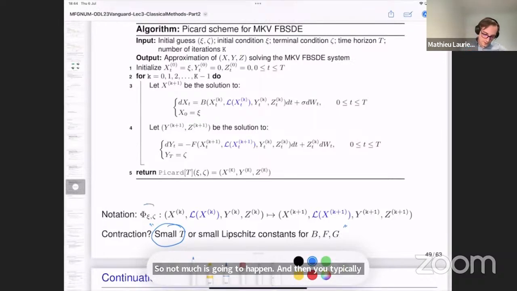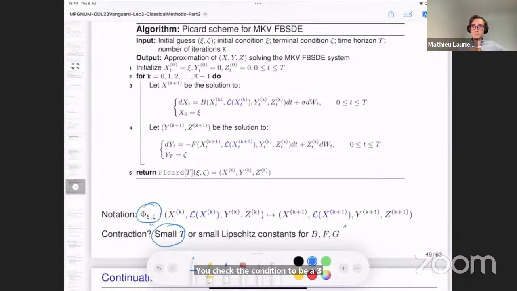Another way to say it is you look at this function phi, you check the condition to be a strict contraction, and you will realize that this condition will involve a constant, which should be smaller than 1. And this constant depends on time. And typically this constant goes to 0 when time goes to 0. So if you take time small enough, then the constant is smaller than 1 for sure. It's more complicated than that, but intuitively, you really take this function phi and write the condition to be a strict contraction.